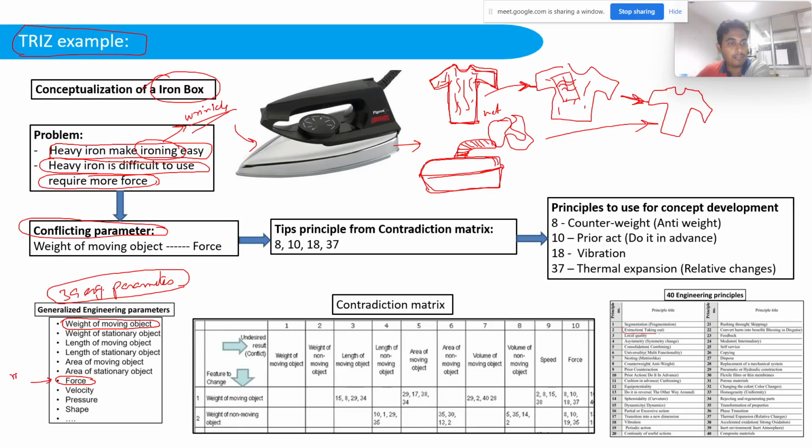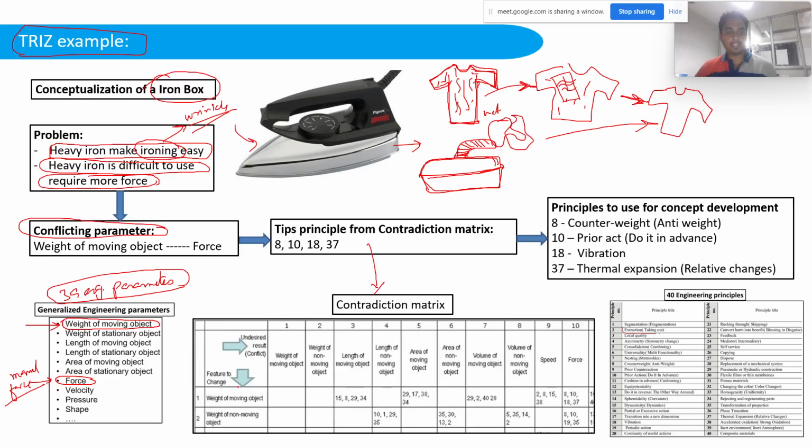So basically this is manual force. It's not gravitational force, it's the human manual force that you require for pressing. And these two things are contradicting. If the weight of the iron box is more, you need less force. However, if you reduce the weight, you need more force. Also, if the weight is less, it is easy to handle.